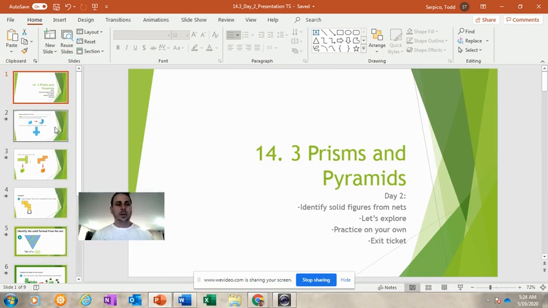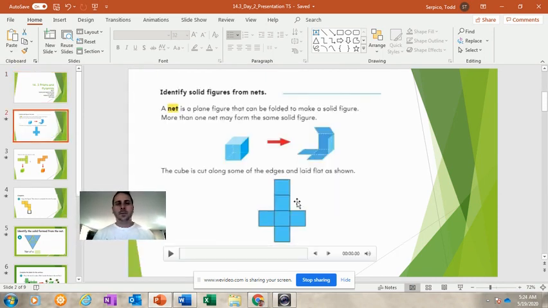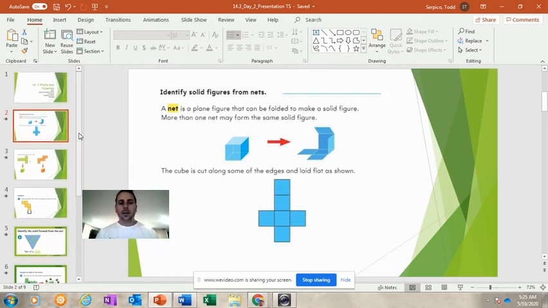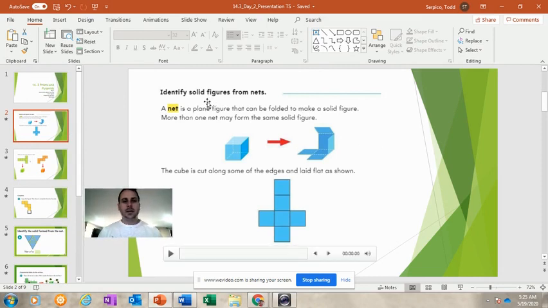I'll explain some of the drawings, and then I have another short video at the end, and then some practice for you in the form of Khan Academy. So, the solid figures from nets. A net is a plane figure that can be folded to make a solid figure. More than one net can form the same solid figure.